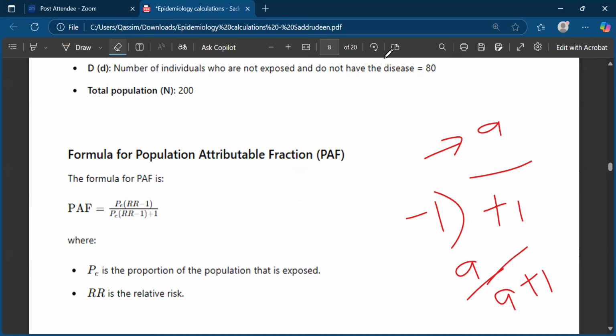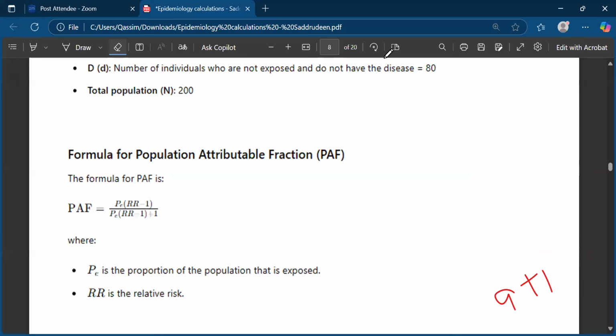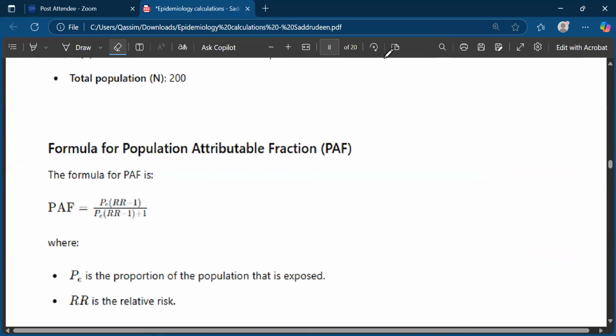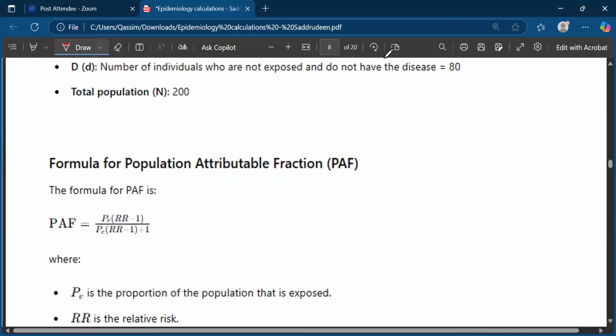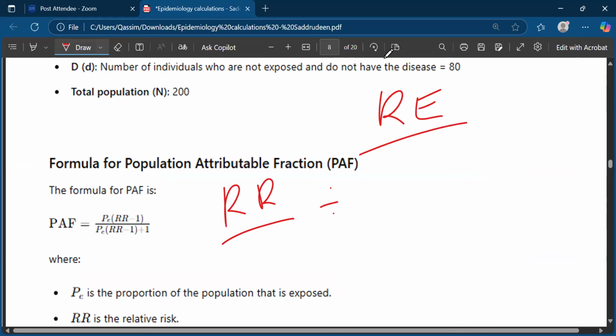So just look at the formula again. I know my screen is a little bit blurred because it's a PDF. And you see the reason why I started by teaching you the relative risk. Because if I had taught you population attributable fraction first, someone would be wondering what this relative risk is. Remember, relative comes from the word relative, so it means you divide the risk. You have to find the risk in the exposed over the risk in the unexposed. That gives you your relative risk.